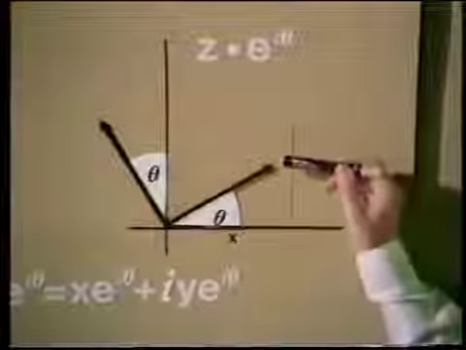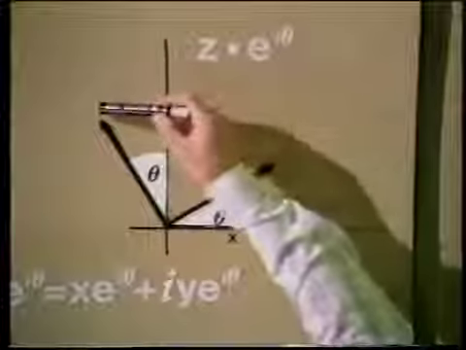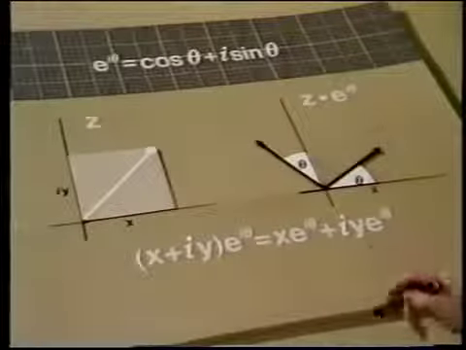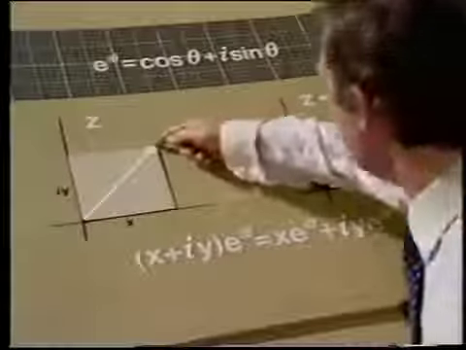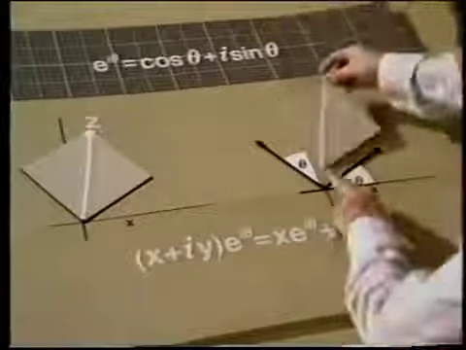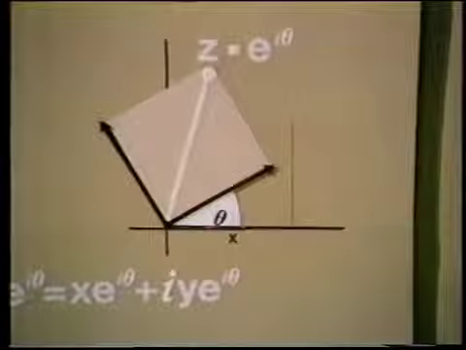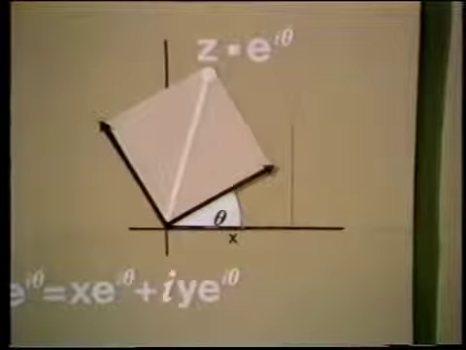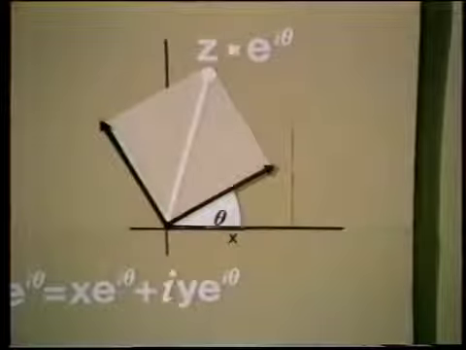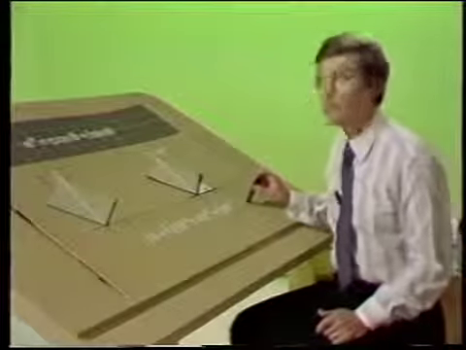OK, to get x e to the i theta and iy e to the i theta, what we've done is we've rotated x and iy both through angles theta. So to get their sum, well, we just rotate z through the same angle theta. And there we are. That's an important property. If you multiply any complex number z by e to the i theta, the effect is that you rotate z through the angle theta. That's multiplication expressed geometrically.